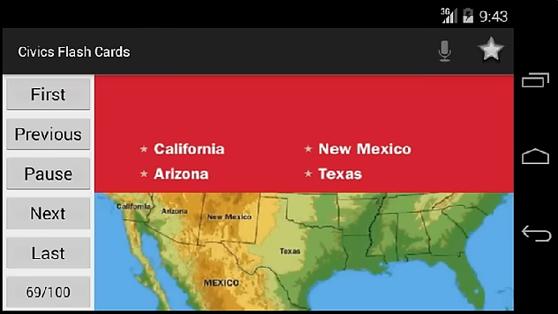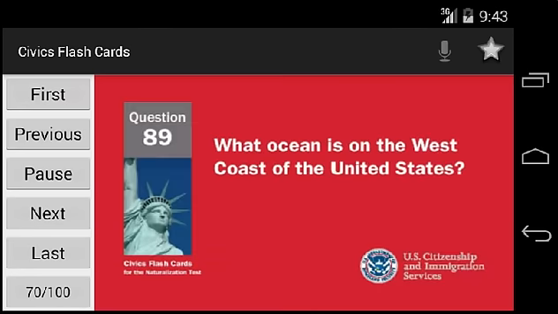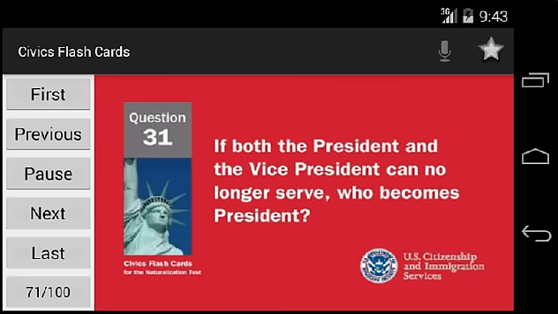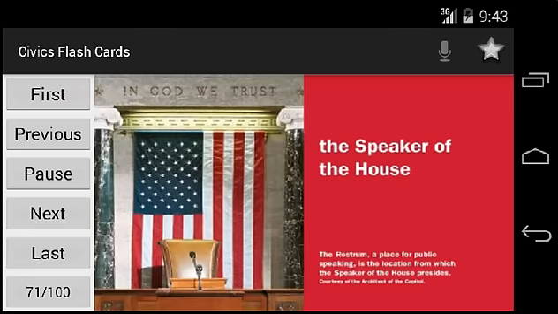Name one state that borders Mexico. California. Arizona. New Mexico. Texas. What ocean is on the west coast of the United States? Pacific Ocean. If both the president and the vice president can no longer serve, who becomes president? The Speaker of the House.